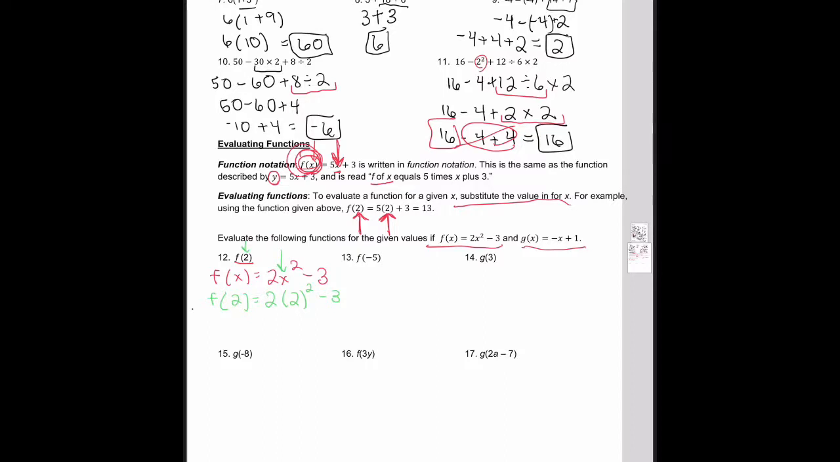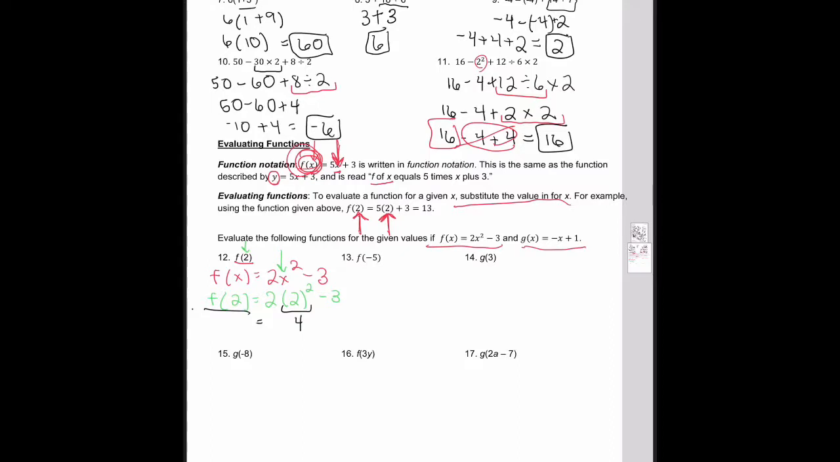All right, next we can actually evaluate. So guys, on the left-hand side, that just stays as is. That's always going to stay f of 2, or whatever number it could be. F of 2, f of -5, like number 13. What we're really evaluating is the right-hand side. So we see we have an exponent that comes before any of these other operations. So 2 squared is 4.